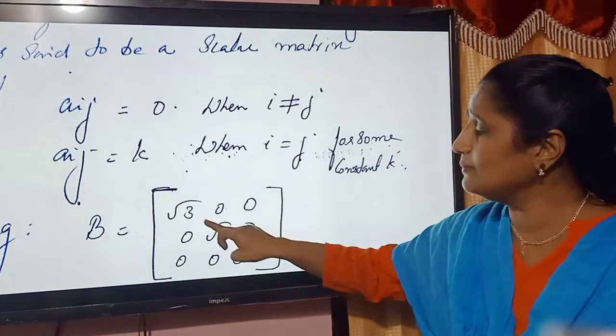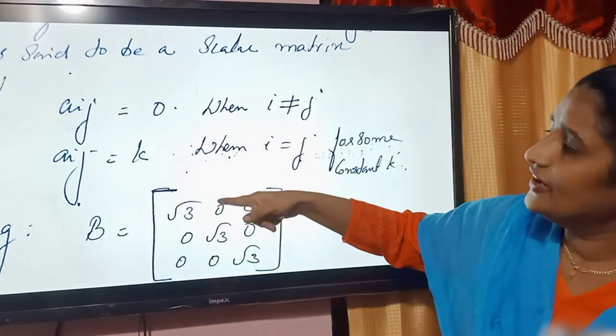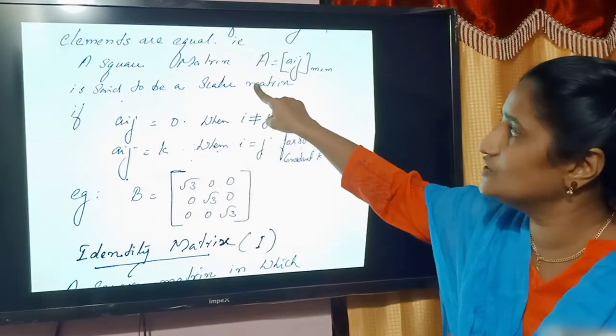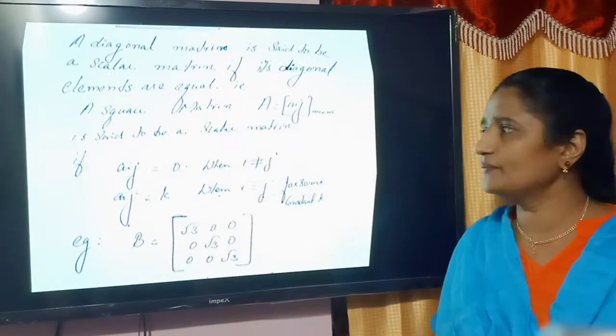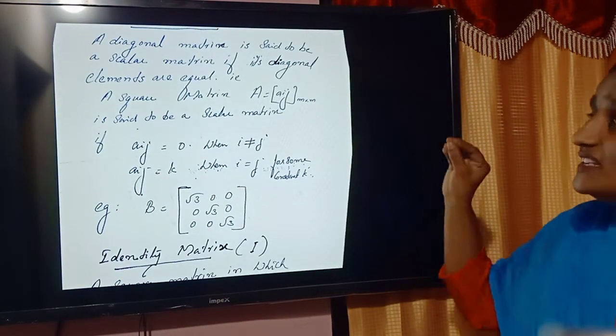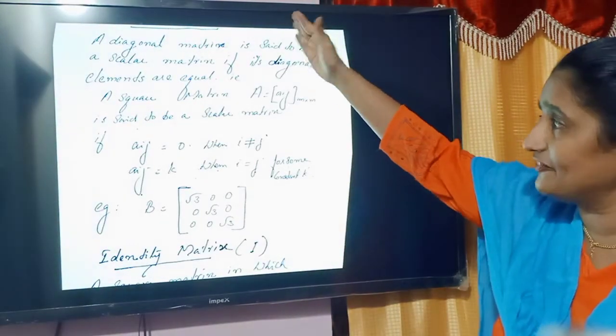Here the diagonal elements are root 3 and the rest of the elements are 0. That is why we defined this matrix in the case of a diagonal. A scalar matrix is always defined in the case of a diagonal matrix, because now I am going to repeat this definition one more time.